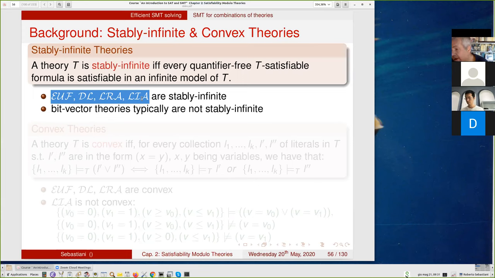Because you cannot attribute a possibly infinite amount of values to a bit vector. Remember that a bit vector is an array of k bits or n bits, okay? So you have at most 2 to the n possible values, okay? So this is the notion.